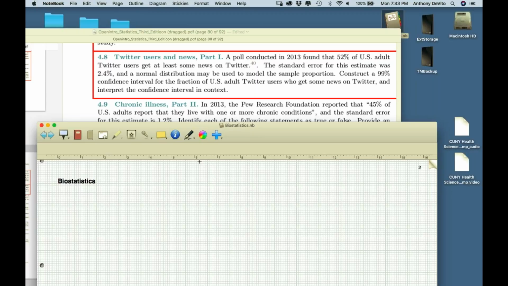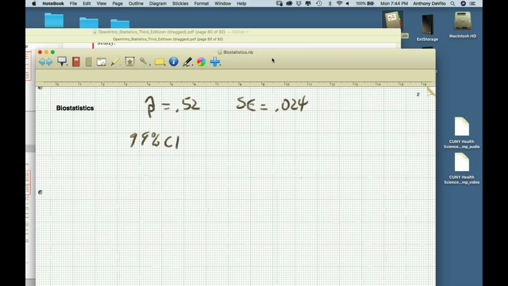So p-cap, the proportion that we believe represents this, p-cap is equal to 0.52. And our standard error is equal to 0.024, 2.4%. Okay, I'm going to put these in the same terms. And we want our 99% confidence interval. Okay, so how would we figure this out?